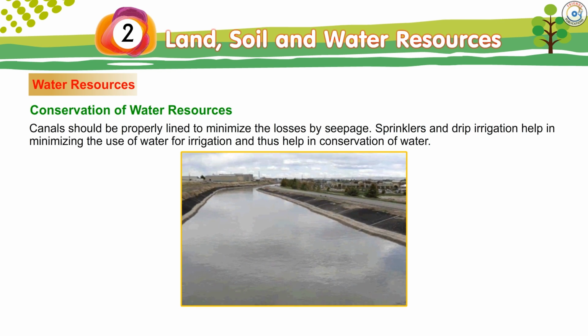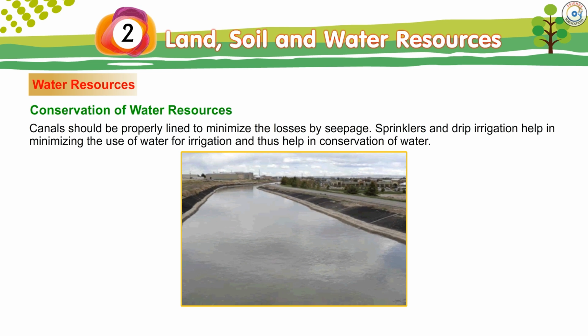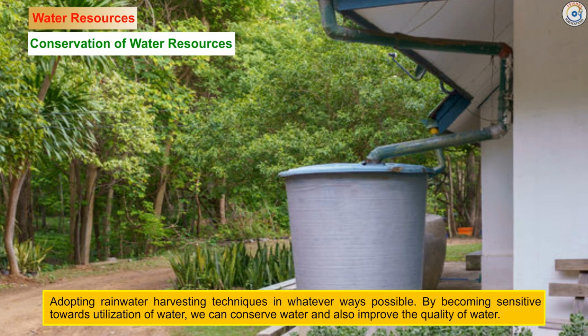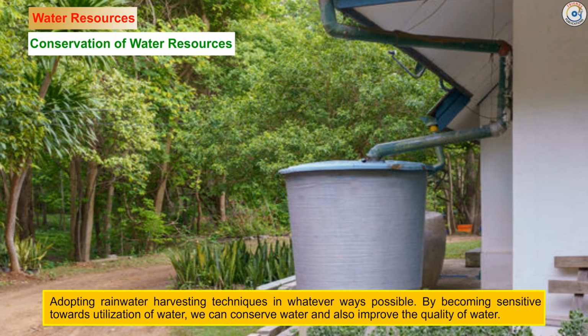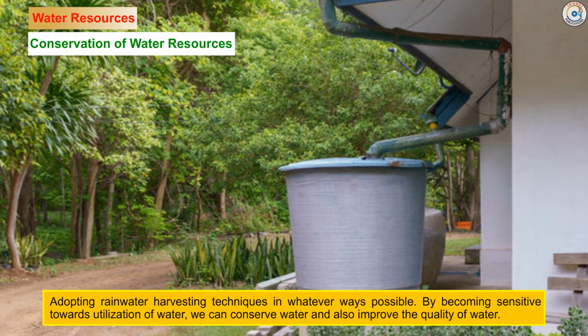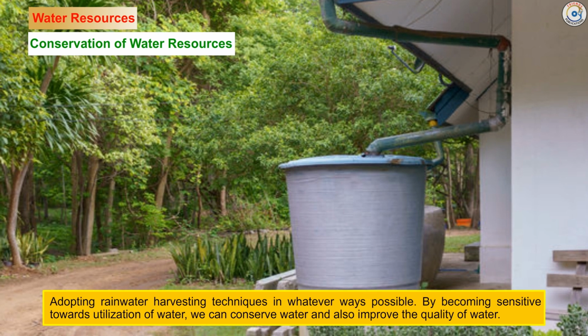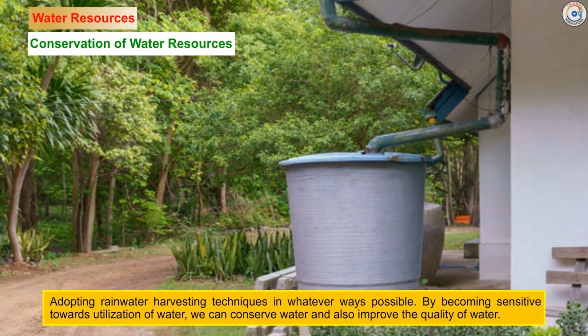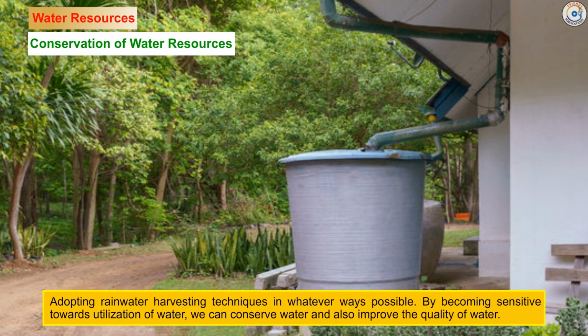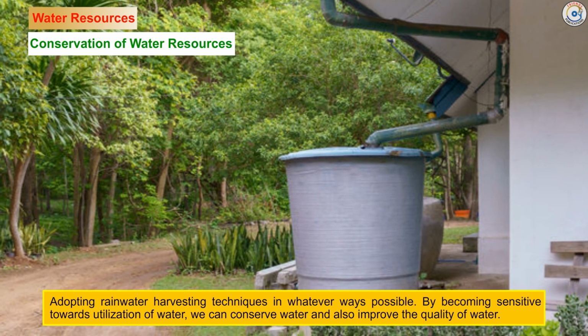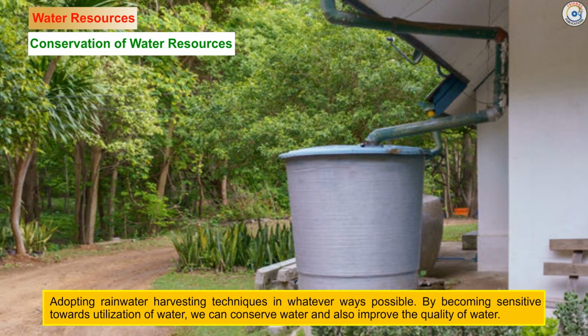Sprinklers and drip irrigation help in minimizing the use of water for irrigation and thus help in conservation of water. Adopting rainwater harvesting techniques in whatever ways possible. By becoming sensitive towards utilization of water, we can conserve water and also improve the quality of water.